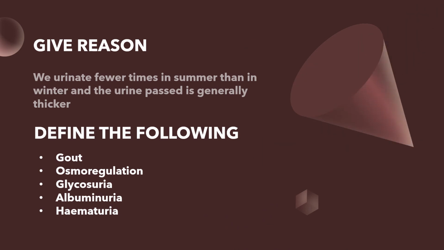Give reason. We urinate fewer times in summer than in winter, and the urine passed is generally thicker. This is very important question in examination. The next question, define the following. Gout, osmoregulation, glycosuria, albuminuria, hematuria. Go through these definitions.